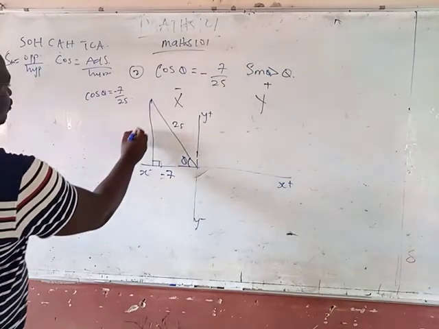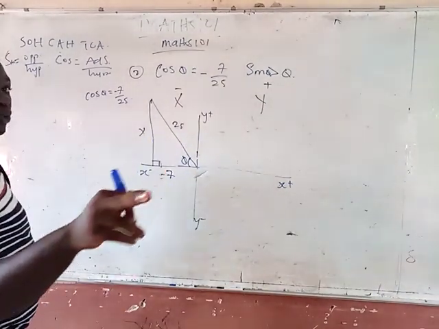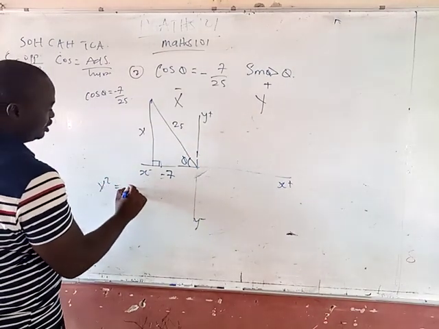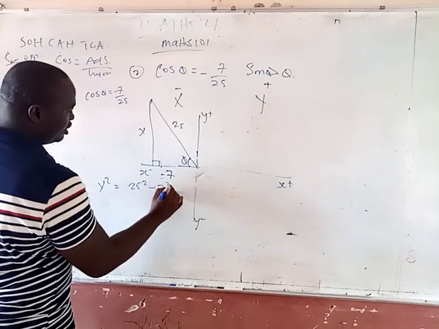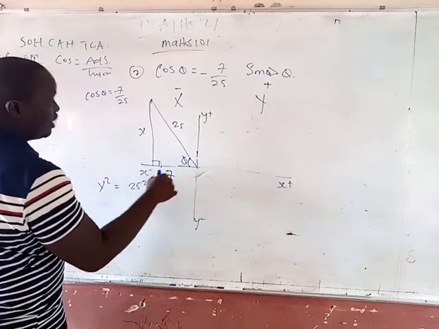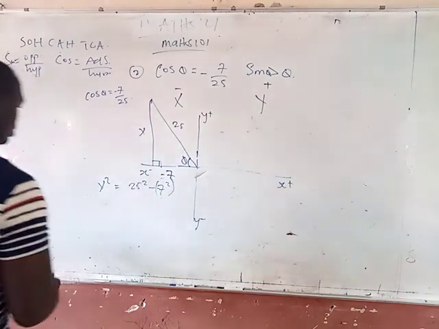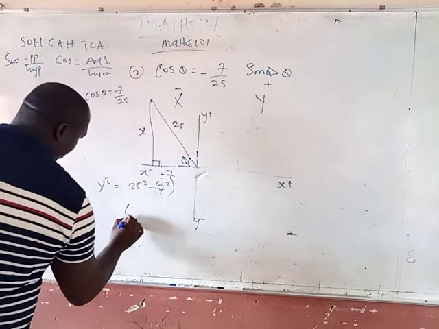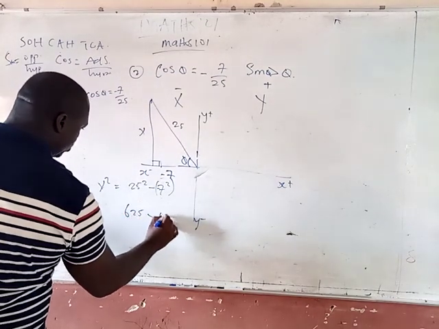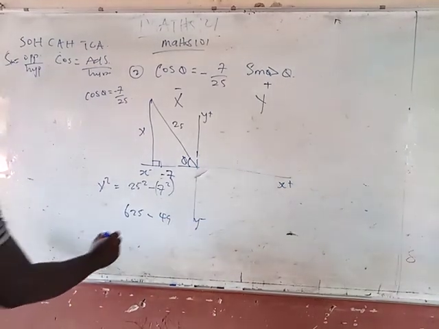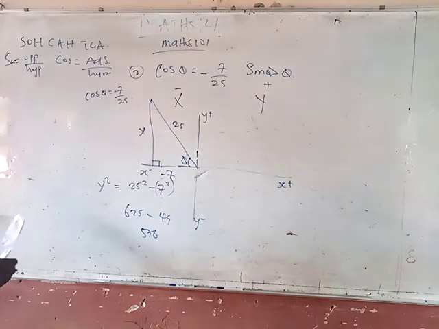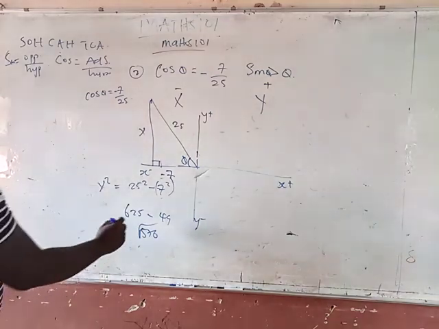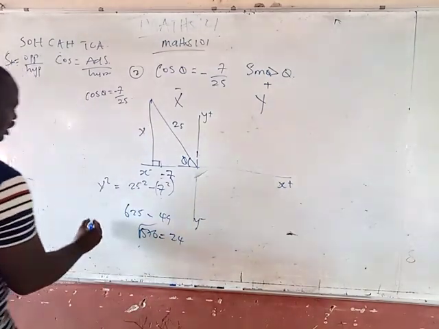Now, the next thing is for you to find x. That's why I was teaching you the Pythagoras theorem. So all you have to do here is that x is equal to the square root of 25 squared minus 7 squared. Remember, minus 7 squared is still positive. Are you with me? Good. I'm not going to be solving Pythagoras theorem for you; this will be the last time. This is 625 minus 49, which gives you 576. And the root of 576 should give you 24.